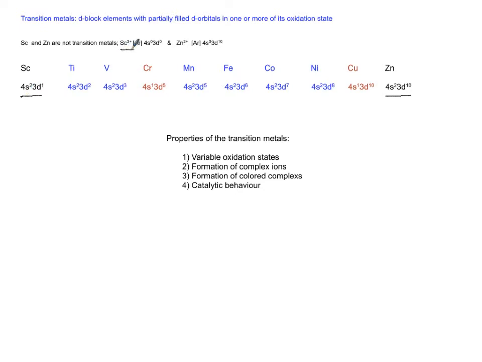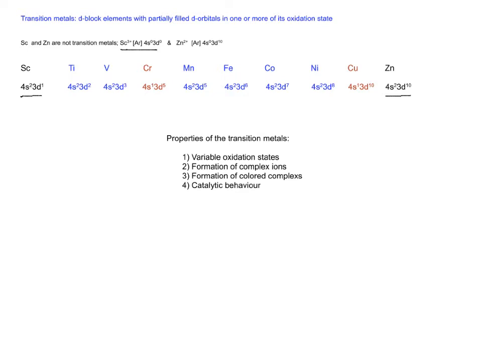Now, scandium only produces one oxidation state, 3+, and that's 4s0 3d0, no partially filled d orbitals. Zinc only produces Zn2+ as oxidation state, and 4s is lost before you can touch 3d, and there is no partially filled d orbitals in that. The rest are transition metals.